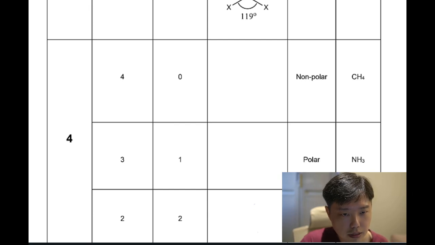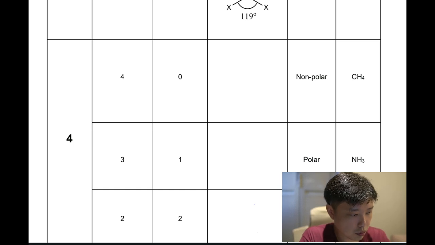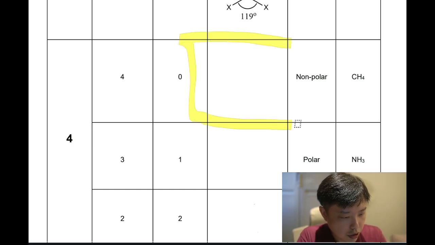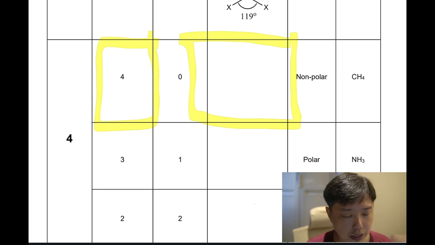All right, let's look at 4 electron pairs. So this pair, I would like you to put an asterisk to it and highlight this shape. This is a very important shape. In fact, this is the only shape I need you to memorize, the shape and the bond angle. For the whole VSEPR, this is the most important shape.